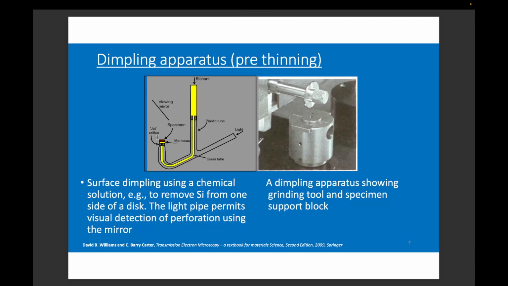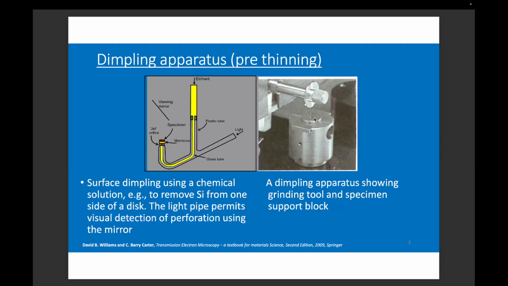And this is a dimpling apparatus. This is one of the pre-thinning techniques that we use. In dimpling, we provide some kind of etchant through a jet orifice, and our specimen will be there, constantly rotating. With time the etchant will be removing the material, so a wedge shaped specimen we can get.